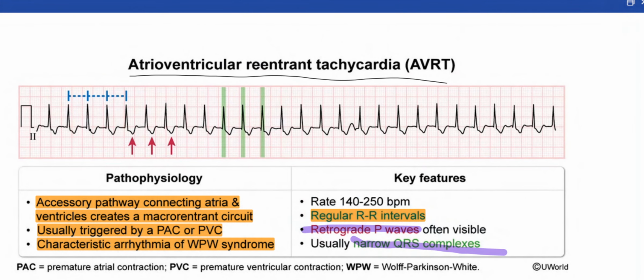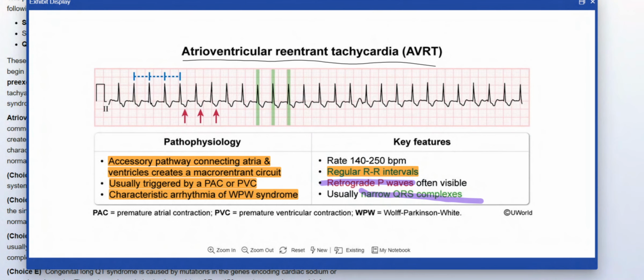So we can say AV reentrant tachycardia. This is the pathophysiology for atrioventricular reentrant tachycardia. An accessory pathway connecting atria and ventricles creates a macro-reentrant circuit, usually triggered by a premature atrial contraction or premature ventricular contraction. It is the characteristic arrhythmia of Wolff-Parkinson-White syndrome. There would be a rate of 140 to 250 beats per minute, regular RR interval, retrograde P waves, and usually narrow QRS complexes.